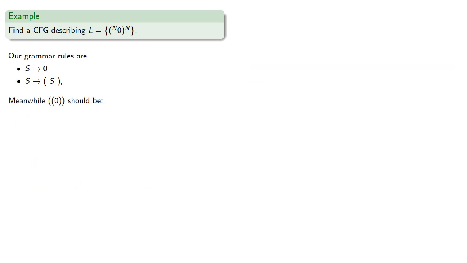Now let's consider something that should be part of the language. So here we can take our start symbol and replace it with (S). We can take our start symbol, replace it with (S), and now our start symbol is a terminal symbol, and so we can do that final replacement and complete our deconstruction, and we have something that is part of the language.